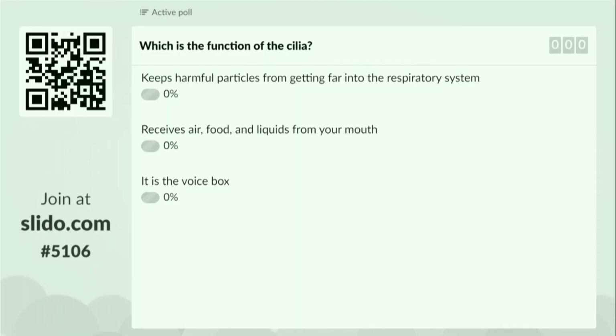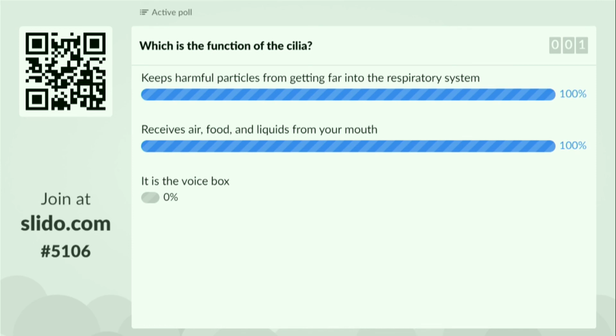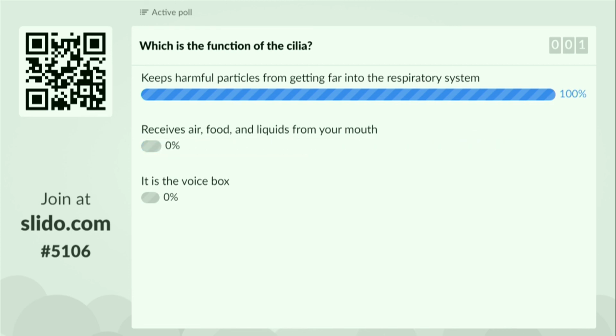All right, here is another question for you. If you're on slido.com, code 5106, if you want to go ahead and join us. The question is, what is the function of the cilia? We talked about this at the beginning. Cilia are the hair-like structures inside of your nose. What is the purpose of that? All right, it looks like we have some answers here. Our 100% answer choice is keeps harmful particles from getting far into your respiratory system, and that is absolutely correct. We don't want dust and particles that we don't need inside of our respiratory system.